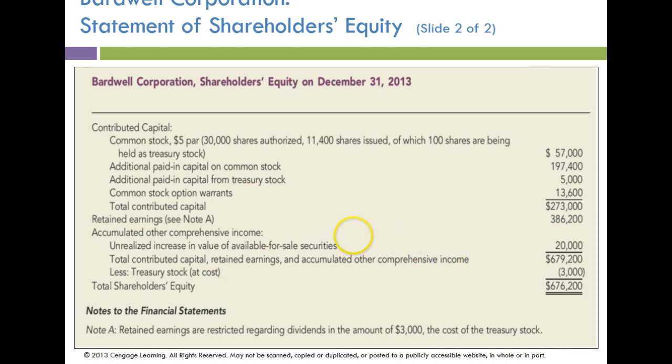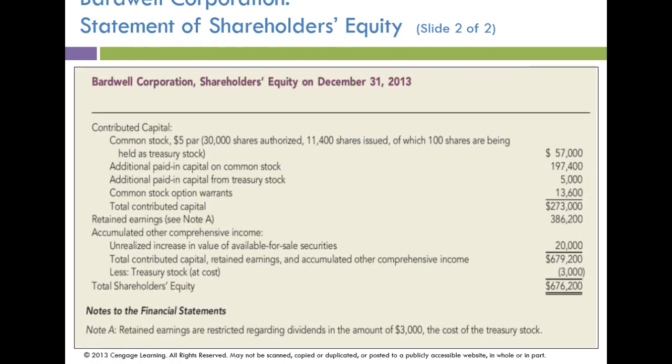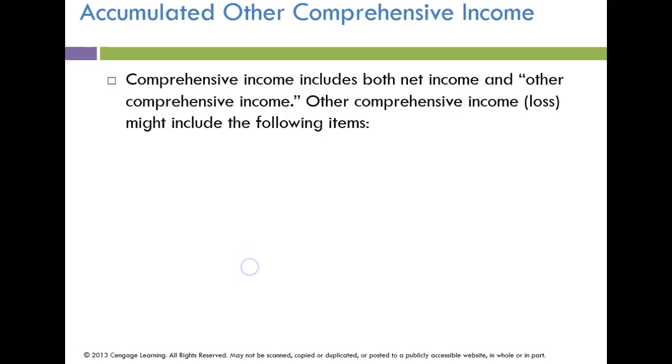So here's part 2 of the slide showing the breakdown of how the stock is laid out. With our common stock, we're showing the par value, the additional paid in capital, the additional paid in from Treasury, the option warrants, retained earnings, and then the other comprehensive income. It's the same information, but this is how it's displayed on the financial statements.